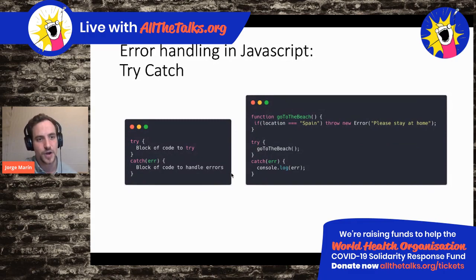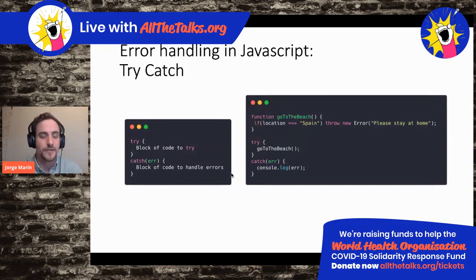On the left hand side, you have a simple block. So you have a try and then a catch. Try is going to try to execute whatever is inside that block. And if there's any error, it's going to throw and it's going to be handled in the catch block. So this way we can have, on the right hand side, a try catch over the go to beach function.